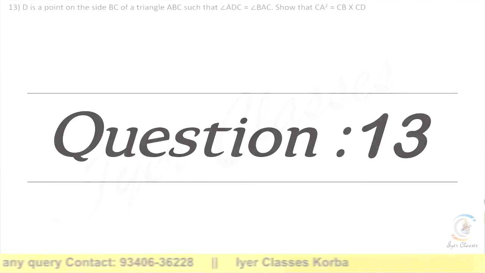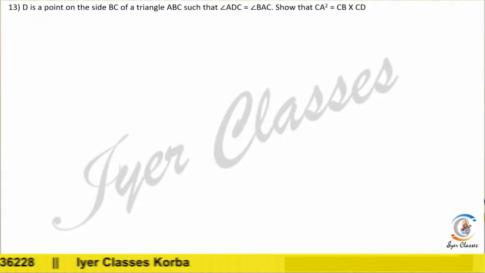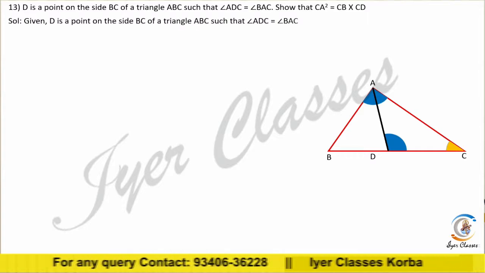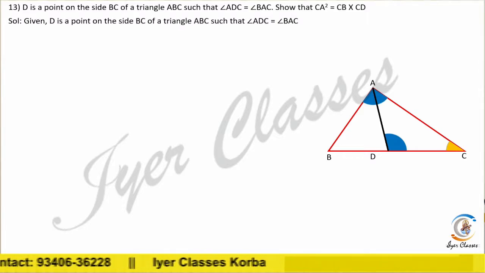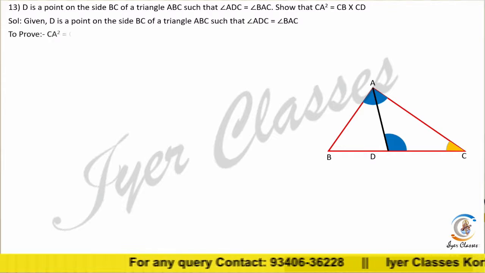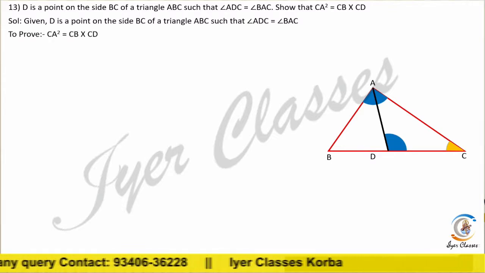D is any point on the side BC of triangle ABC such that angle ADC is equal to angle BAC. We are supposed to show that CA square is equal to CB into CD. Now what is given? D is any point on BC of the triangle ABC such that the blue angle ADC is equal to angle BAC, right? To prove that CA square is equal to CB into CD.